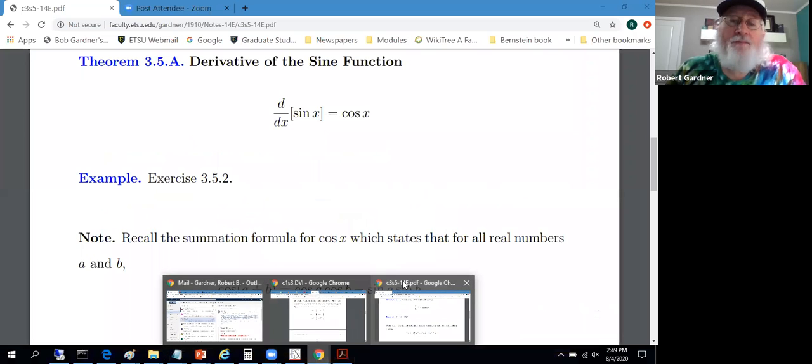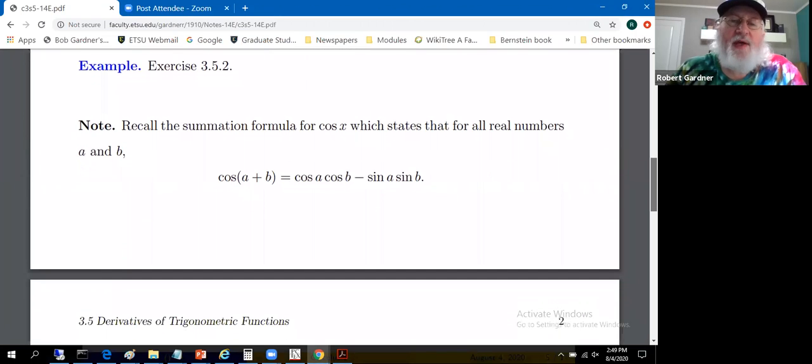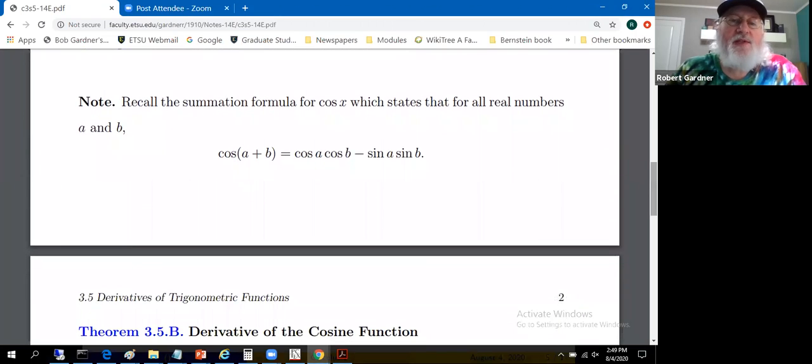Of course, we'll put these sine functions in products and quotients. We'll actually do that in this section. Let's differentiate cosine as well. Like I said, we'll need a summation formula for cosine.